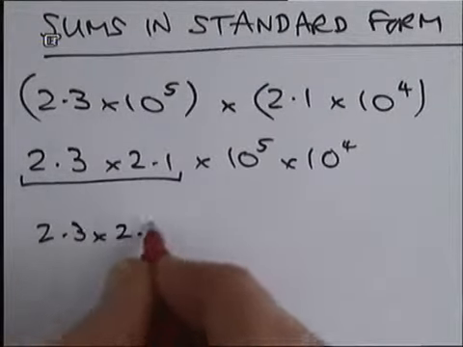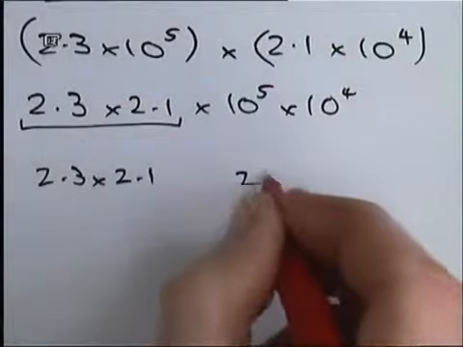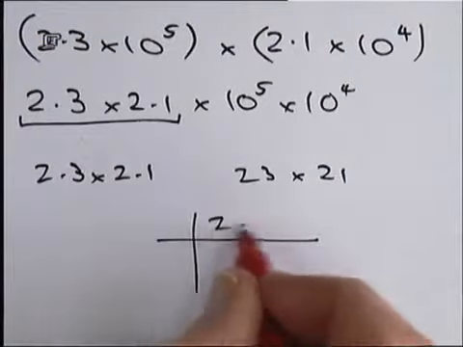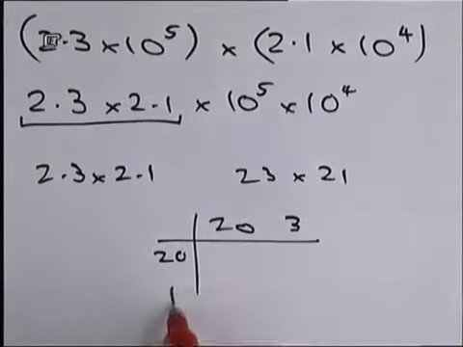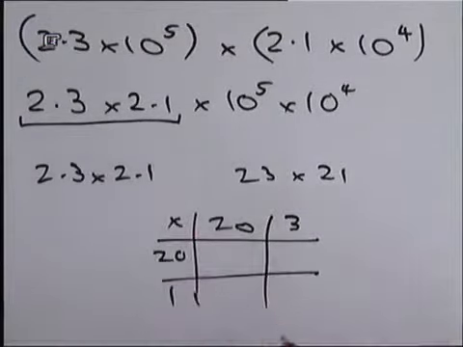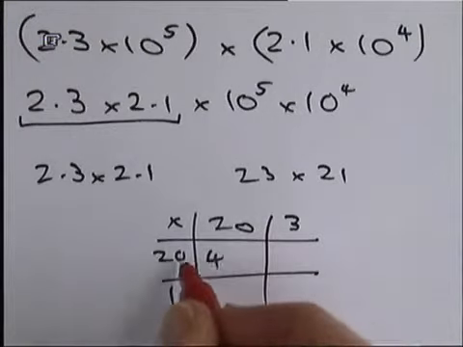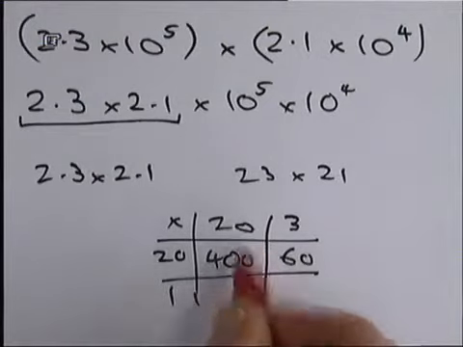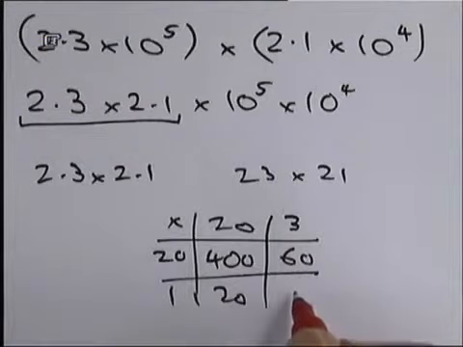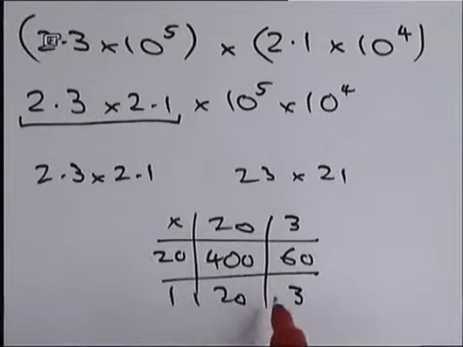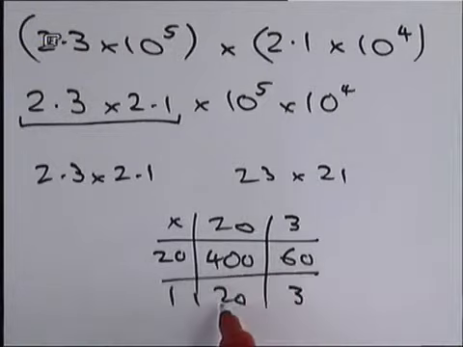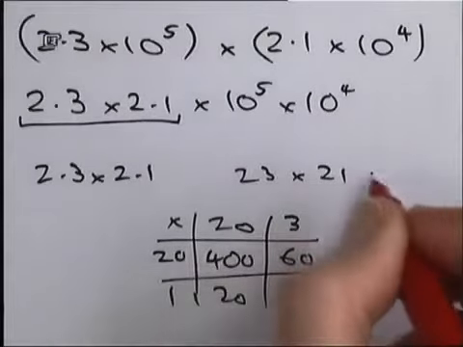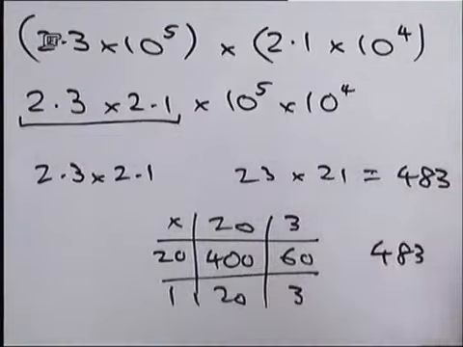And I'm going to do this first of all using the grid method. I'm going to do first of all 23 times 21, ignoring the decimal points. I'm going to do my 23 and my 21 in this multiplication grid. 20 times 20 is 400. 20 times 3 is 60. 20 times 1 is 20. 1 times 3 is 3. If I add the numbers inside the grid up, 460, 483. So I've got 23 times 21 is 483.